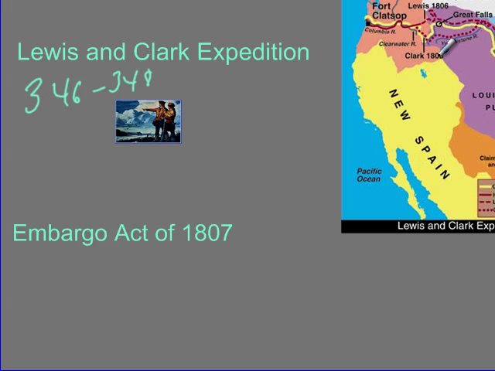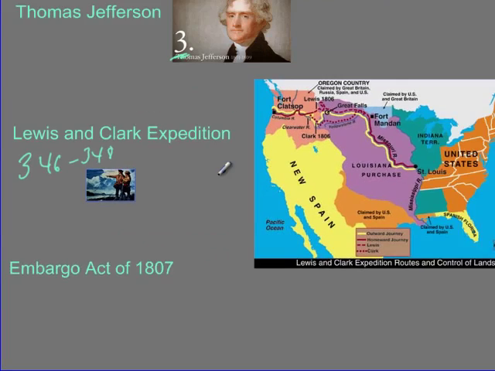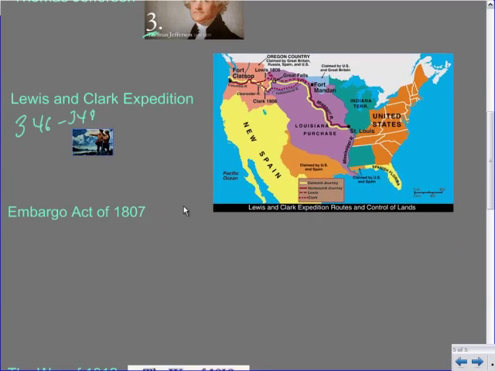So they make it to the Pacific Ocean. They have to travel all the way back. They make it back to St. Louis in 1806, and that's how we explore the Louisiana Purchase.